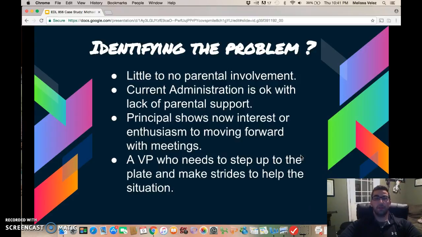Something else that I thought needed to be mentioned was the current administration is okay with the lack of parental support, aside from the vice principal, Ms. Rose. But again, she's a VP, and there's only so much that she is allowed to do. But she does understand that there is a lack of parental support. The principal shows no interest or enthusiasm to moving forward with meetings, and there is a VP who needs to step up to the plate and make strides to help the situation.